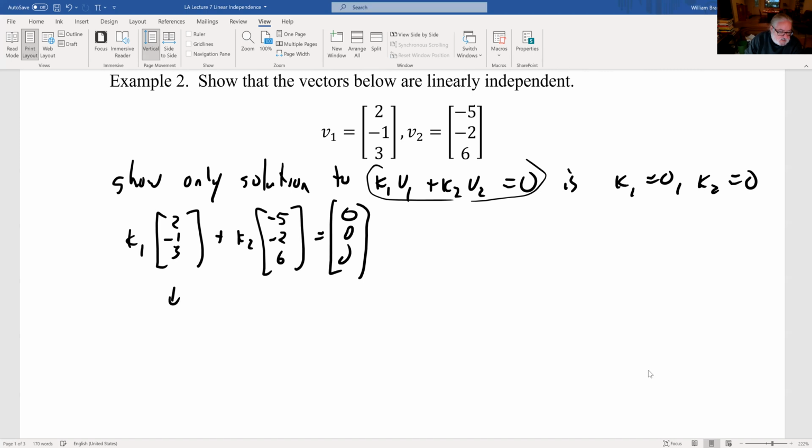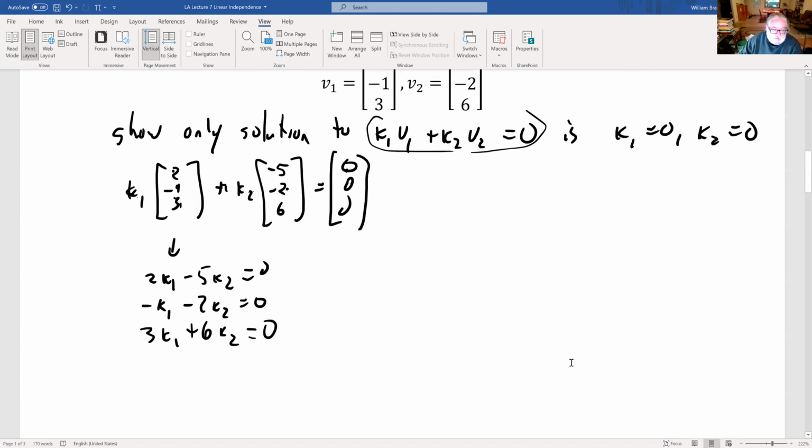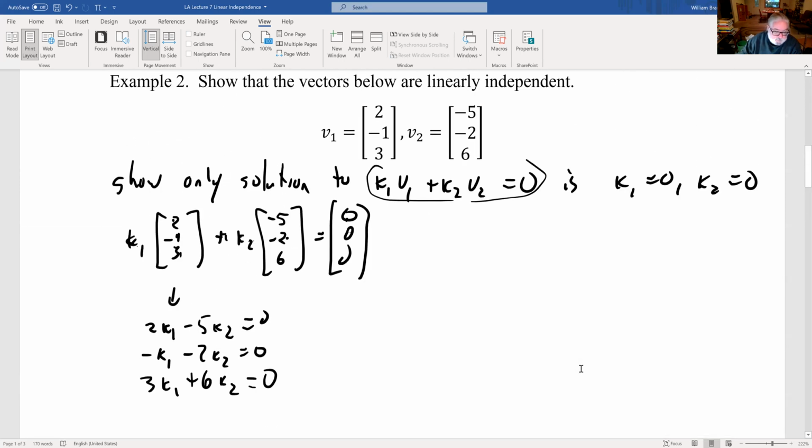And so we can see that this is actually going to turn into three equations: K1 times 2 plus K2 times -5 equals 0, K1 times -1 plus K2 times -2 equals 0, that's our middle equation, and then K1 times 3 plus 6 times K2 equals 0. Okay, so we can turn this into an augmented matrix: 2, -5, 0; -1, -2, 0; 3, 6, 0.